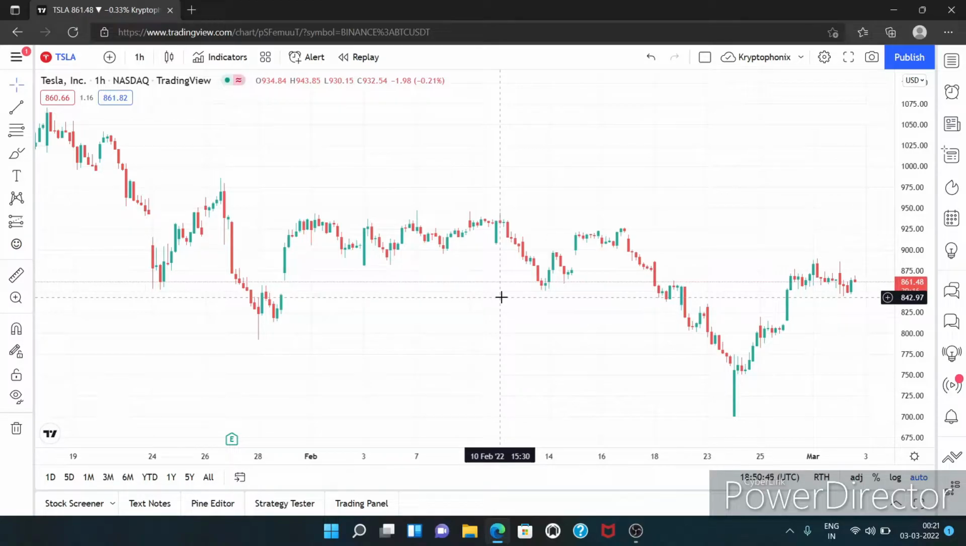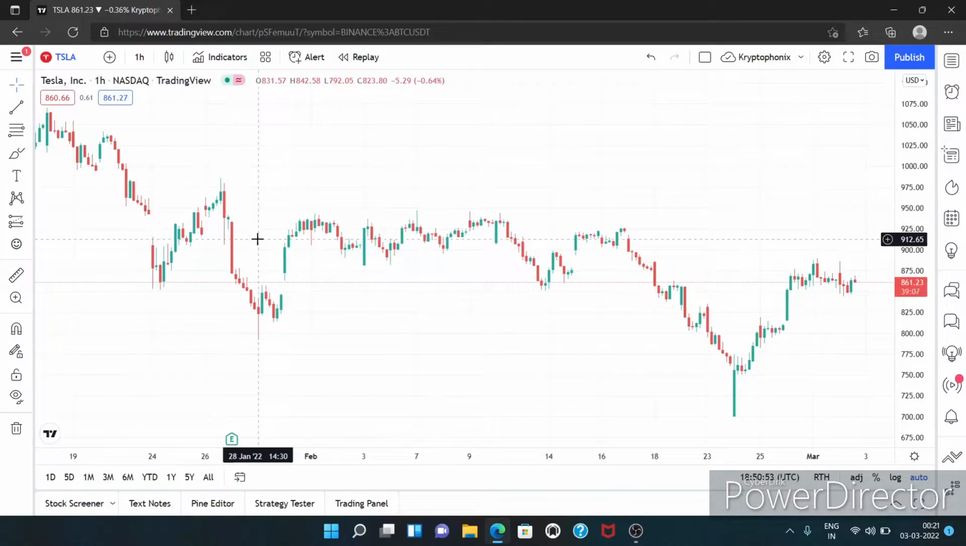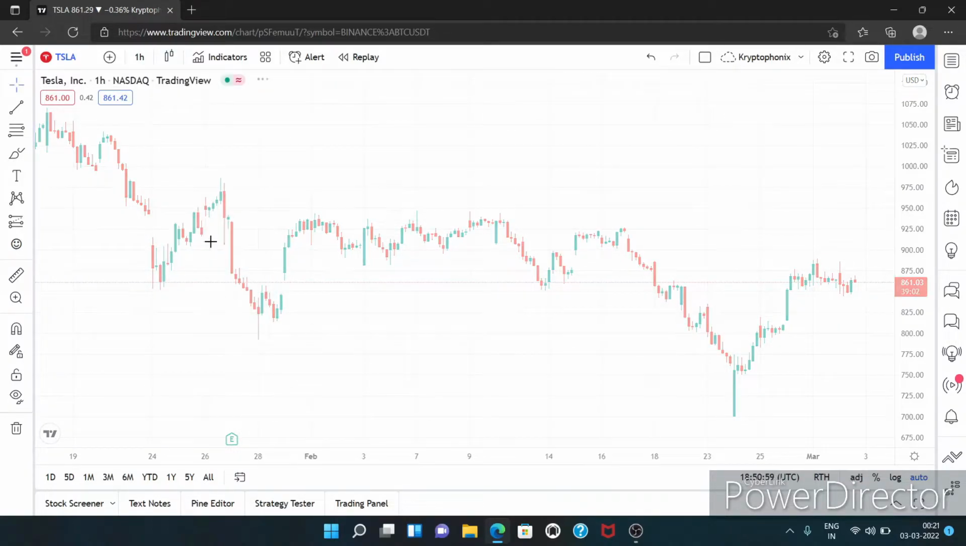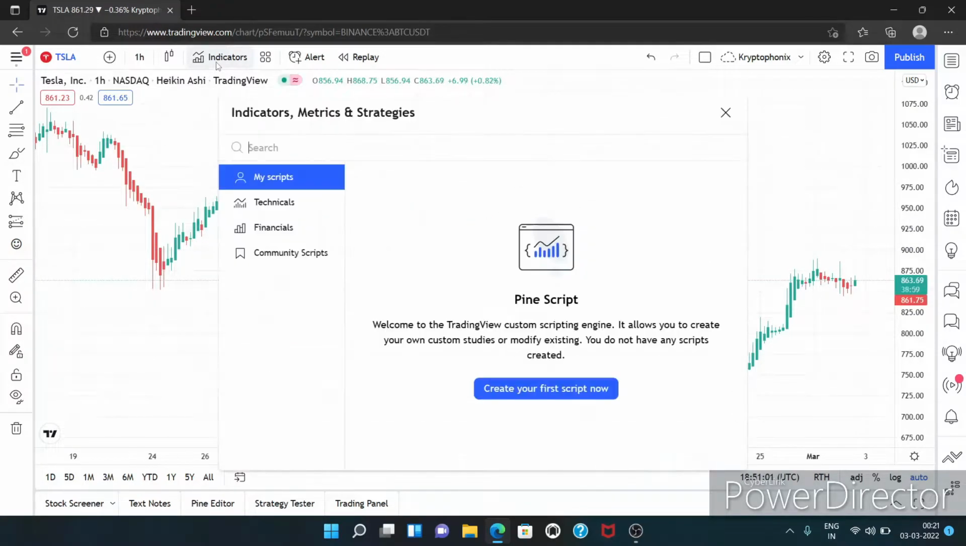In this video, we'll be discussing a swing trading strategy using two indicators and Heikin-Ashi candles. So the very first thing, this is the hourly chart of Tesla. The very first thing that we'll be doing is we will be inserting Heikin-Ashi candles, going to the indicators tab.